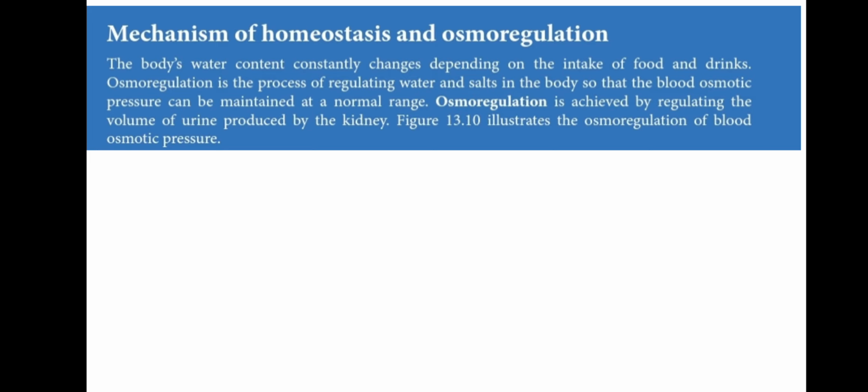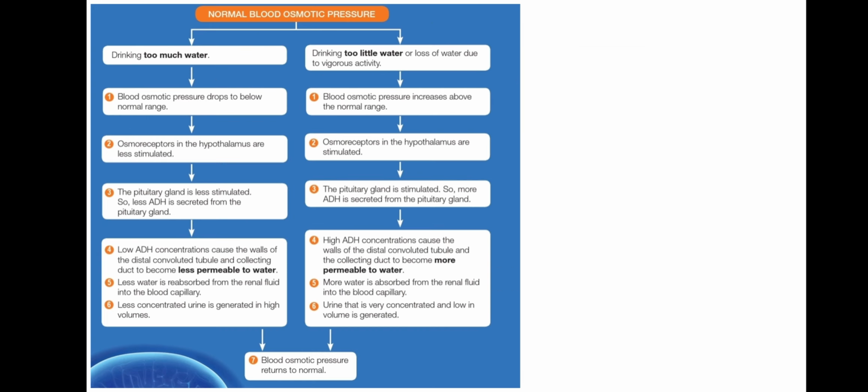Next we will see the mechanism of osmoregulation: how the body's water content changes, and how your kidney will regulate all this. This is important. Osmoregulation is the regulation of the volume of urine, so that the osmotic pressure is maintained at the normal range.